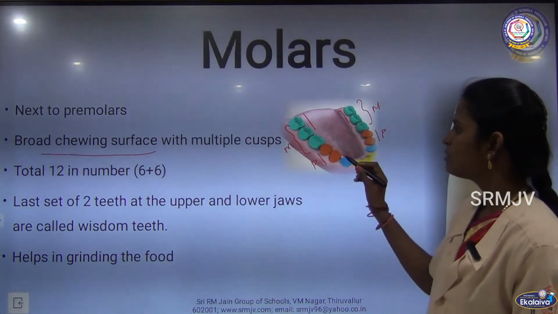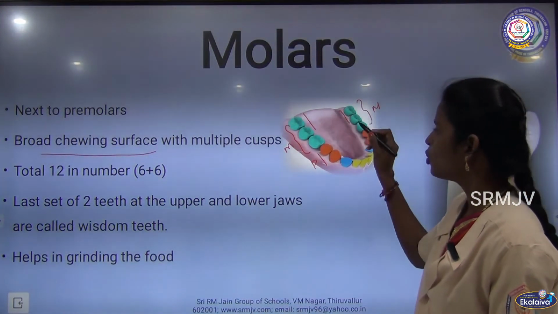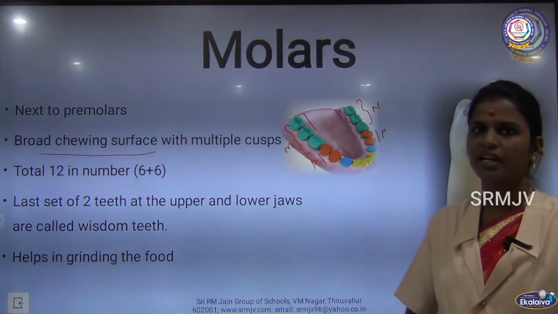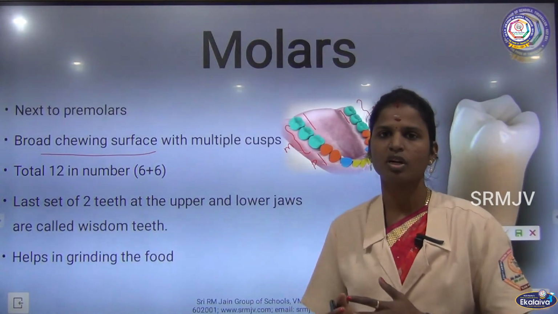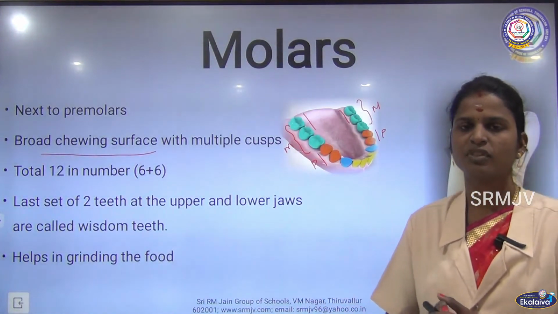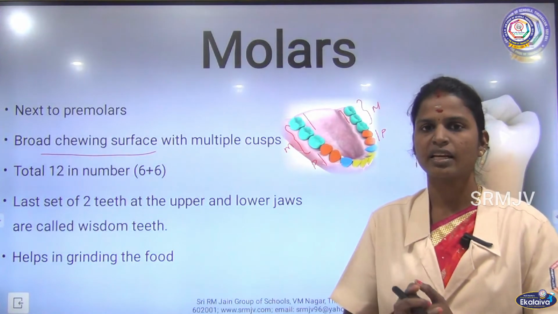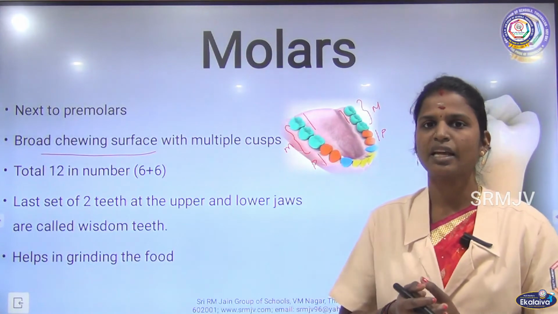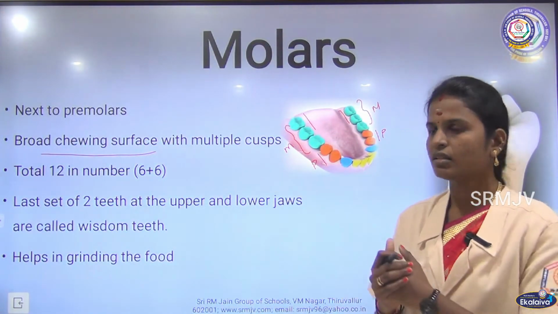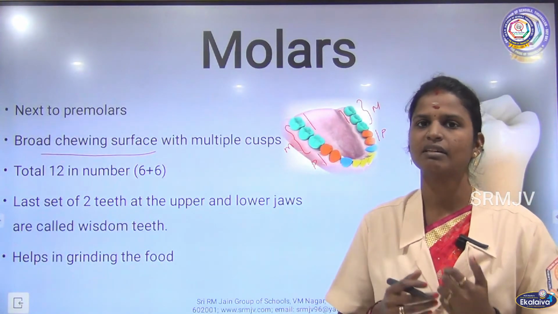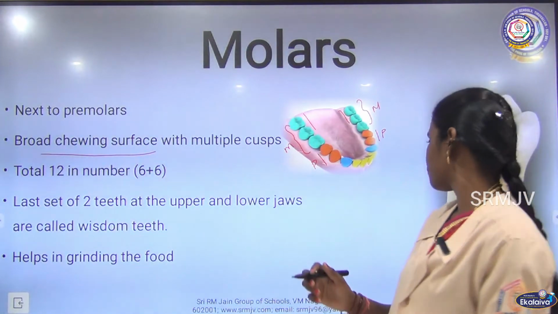The last set of 2 teeth at the upper and lower jaw is called wisdom teeth, and it helps in grinding the food. Molars and premolars help in grinding the food. So, we have 4 types of teeth: incisors, canines, premolars and molars. Incisors help in cutting the food, canines are for tearing the food, and molars and premolars help in grinding the food items.